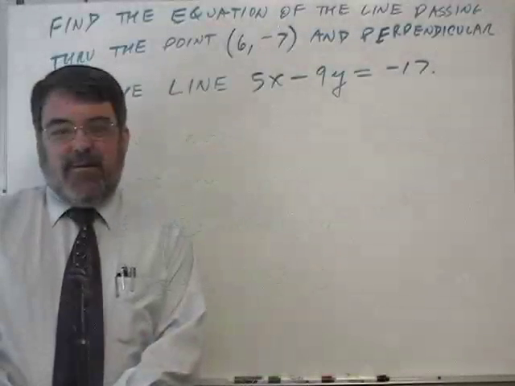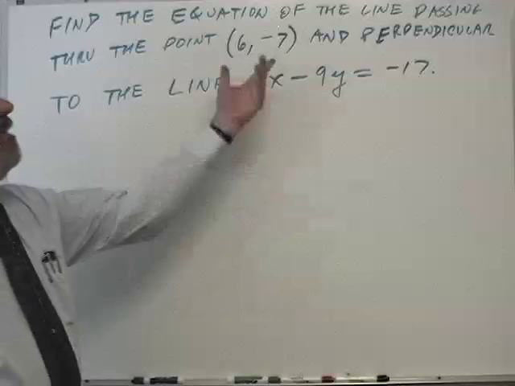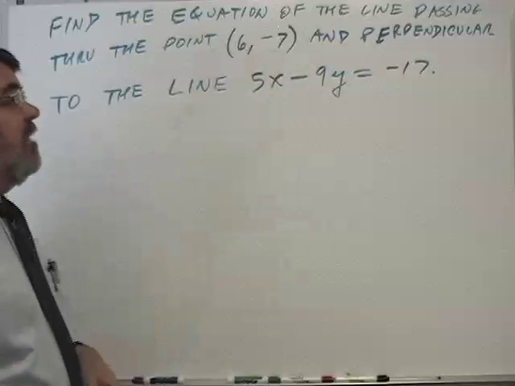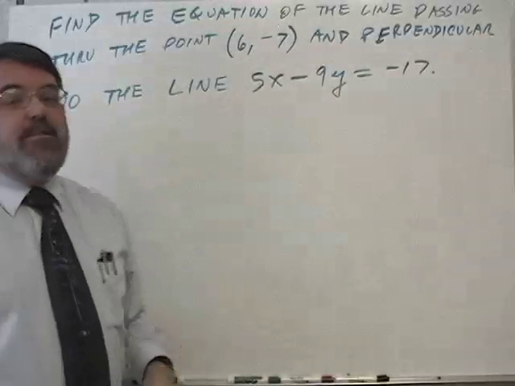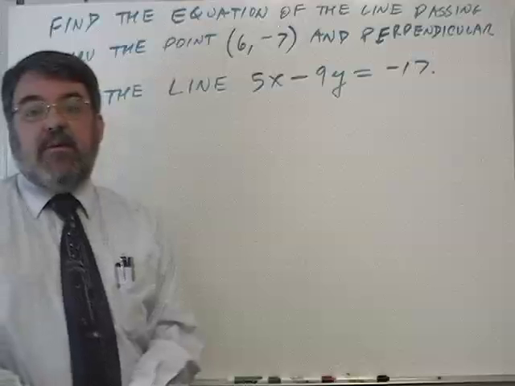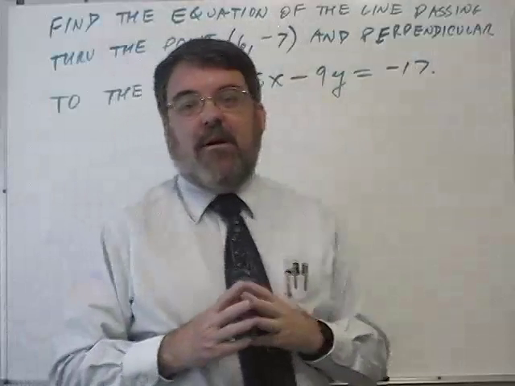On to our main problem here. Find the equation of the line passing through the point (6, -7) and perpendicular to this line, 5x minus 9y equals negative 17. I'm going to draw, first of all, a little sketch of what's going on.